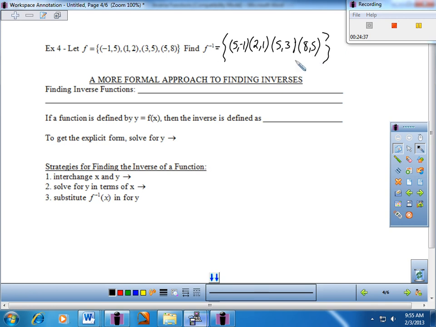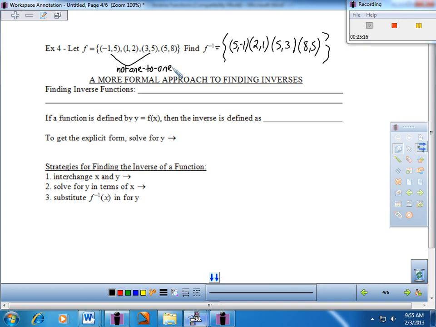Here's what I would ask you just very, very quickly. See if you've been paying attention to this. Is this function one-to-one? It is a function. Each x only produces one y. This produces that, that produces that, that produces that, that produces that. Is it one-to-one? No. If you notice, the 5 comes from 2 different x's. So it's not one-to-one.